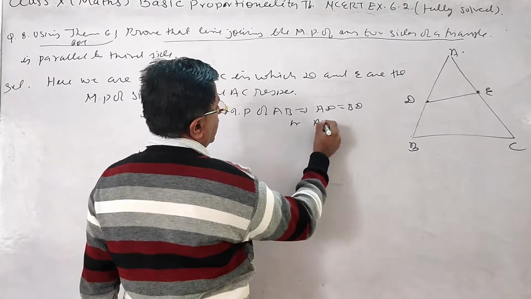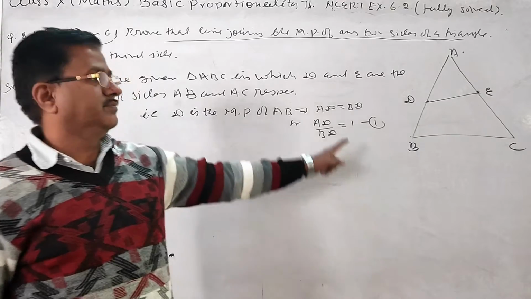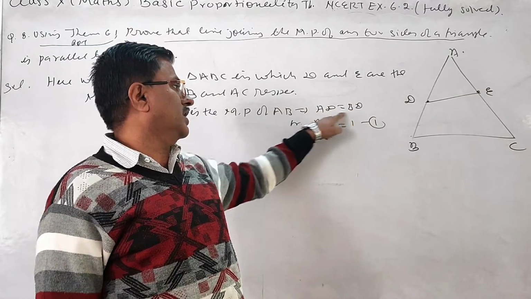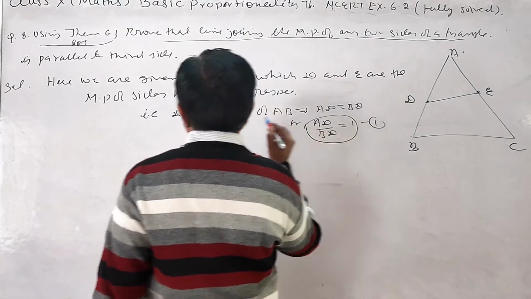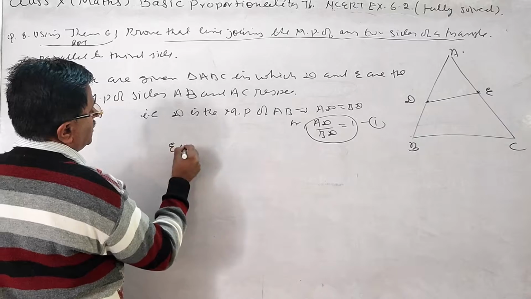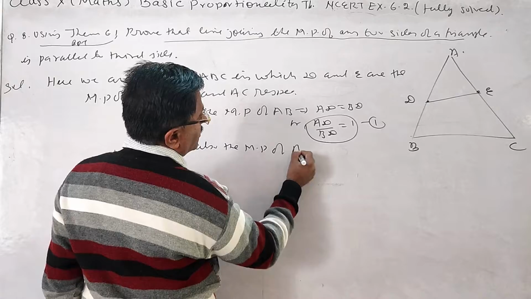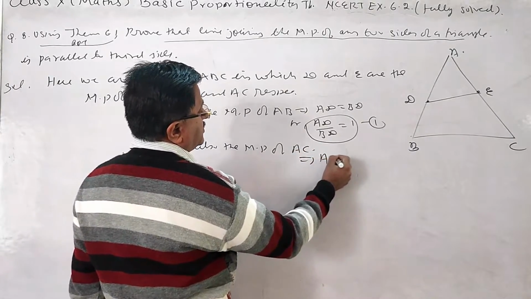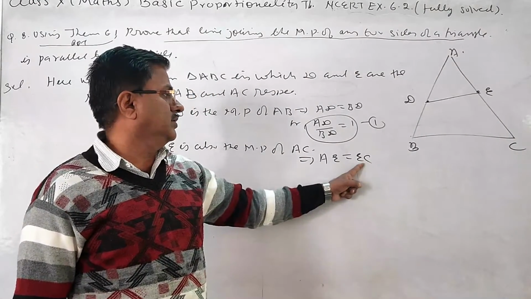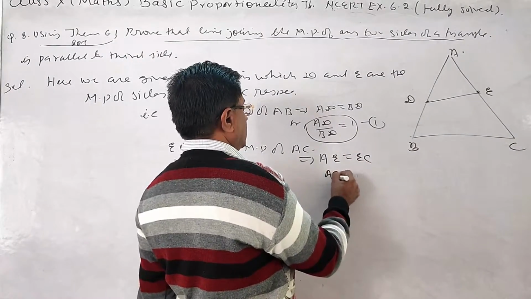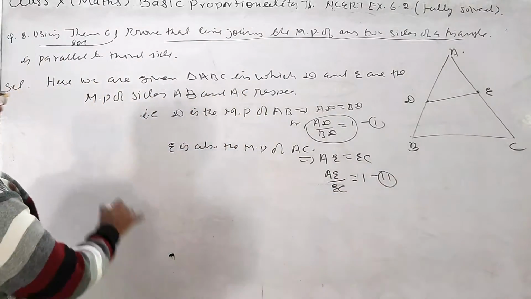So it bisects or divides it into two equal parts. Or you may write AD upon BD equals 1. Divide both sides by BD. Here we are dividing both sides by BD. BD upon BD is 1, equals AD upon BD. So we get the first result. Now second, E is also the midpoint of AC. So AE equals EC. Now again you divide both sides by EC. So what do we get? AE upon EC equals 1.